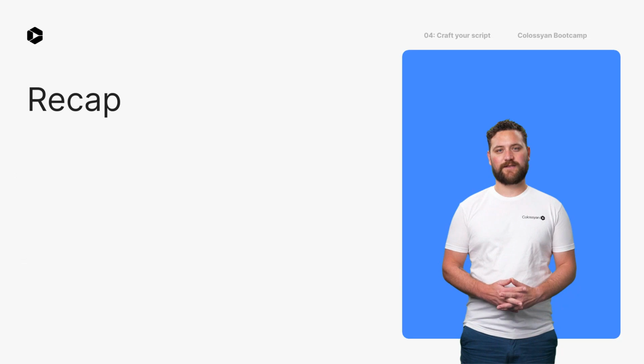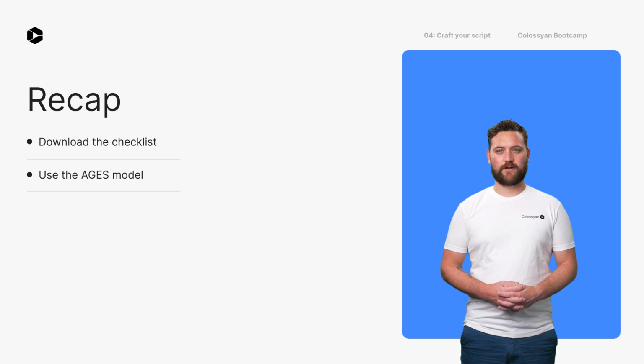Okay, this was a dense video. Let's recap. To use the Colossyan video framework, download the checklist. As you'll see, it spans across the 5 phases of the ADDIE process. During the design phase, look to use the ages model of learning to craft a strong script, and use the AI assistant to help you create your first draft.